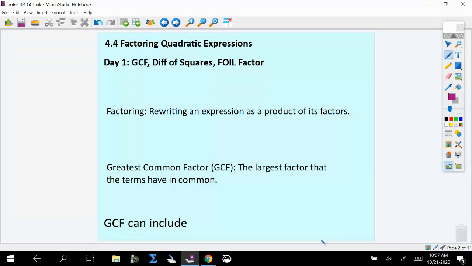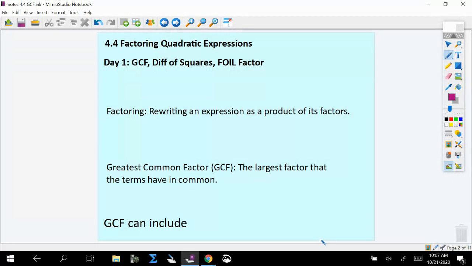A GCF is the largest factor, the largest value that the terms have in common. You do this back in like kind of Dodge time when you're working with numbers and you're trying to find the biggest number that divides evenly into a group of numbers. That's called finding the GCF.